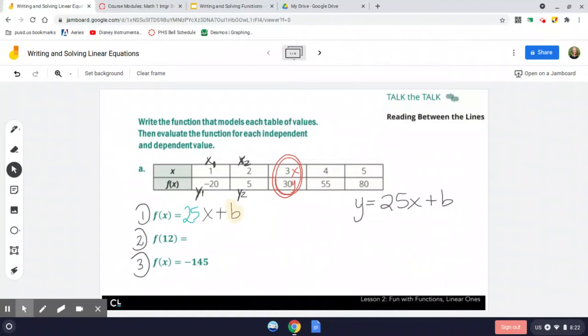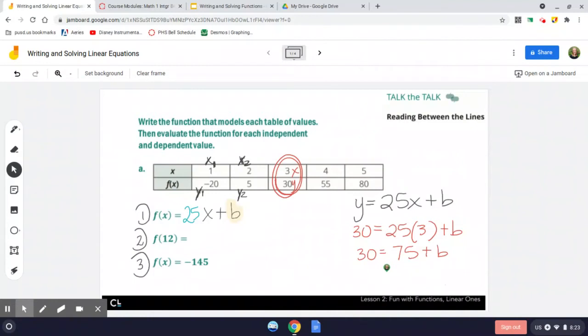Okay, so instead of y, I'm going to plug in 30. 25 times x, well, x is now 3, plus b. Haven't done anything with the 30, so I just brought it down. 25 times 3 is 75 plus b. Okay, now I'm getting somewhere. B is almost by itself. The only thing standing in its way is this positive 75.